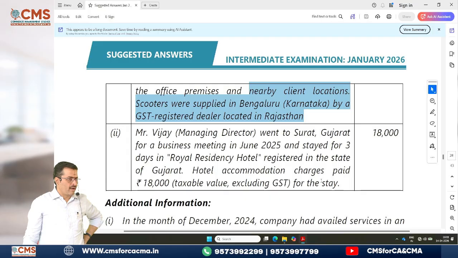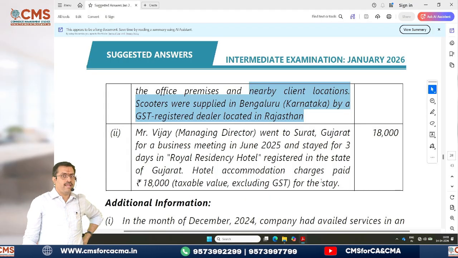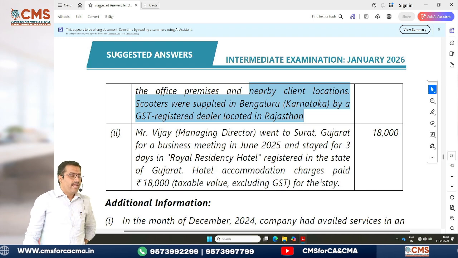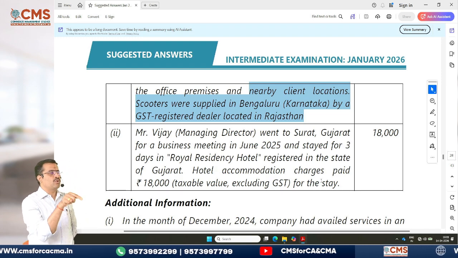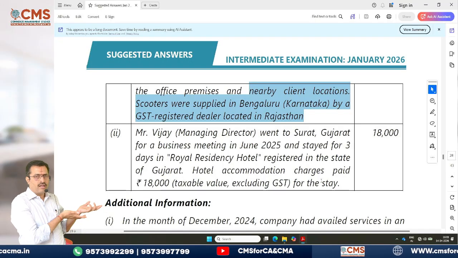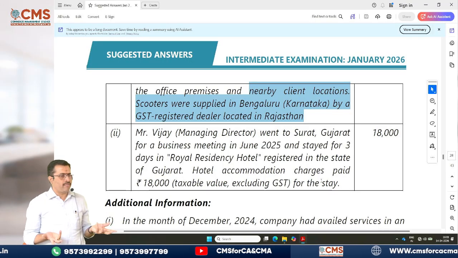If you remember, up to 7,500 it will be exempted per day. Now, he gave 18,000 for 3 days. 18,000 for 3 days means per day it is only 6,000. So on input, they wouldn't have charged any GST at all. So ITC will not be available.